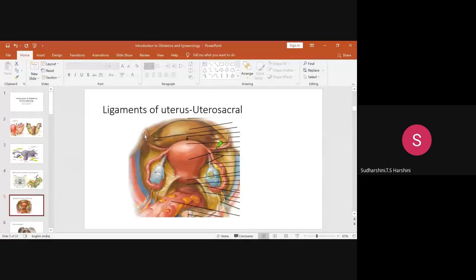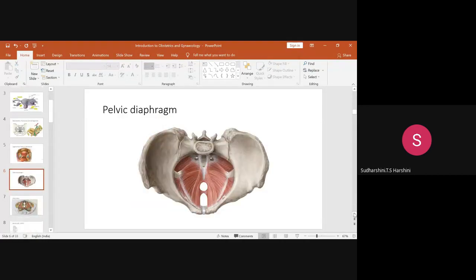And what is this structure? Round ligament. The round ligament is going through what? This is the deep inguinal ring. So it's going to go through the deep inguinal ring, the inguinal canal. Then it comes out via the superficial inguinal ring, and then it gets inserted into the mons pubis and labia majora. Okay, so you're clear with this picture, right?